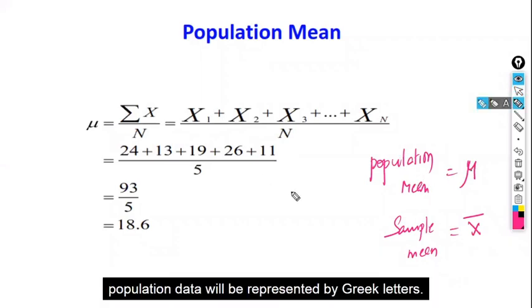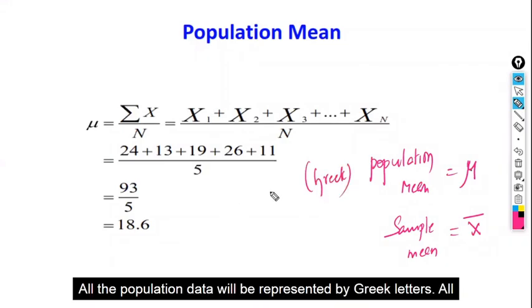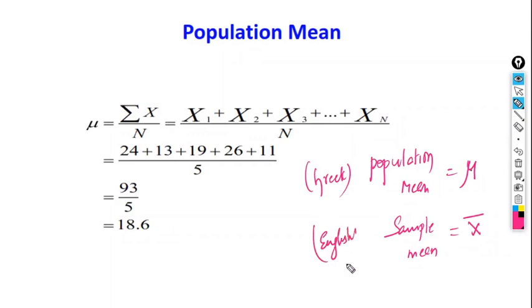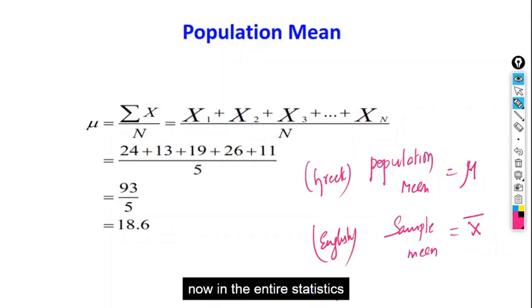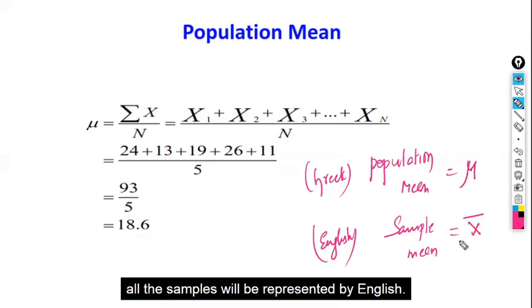All the population data will be represented by Greek letters. All the sample data will be represented by English letters. In the entire statistics, all the population values will be represented by Greek and all the sample values will be represented by English.